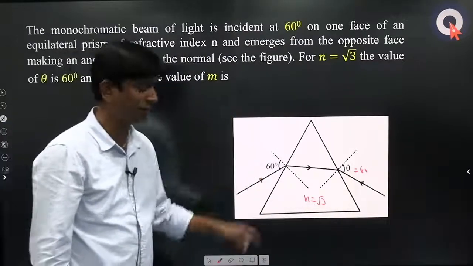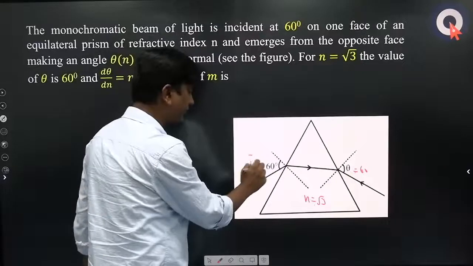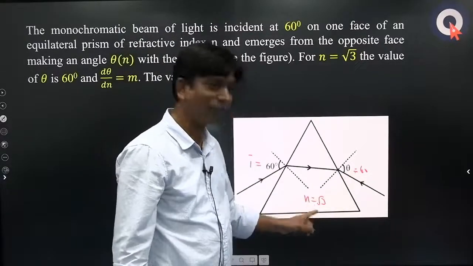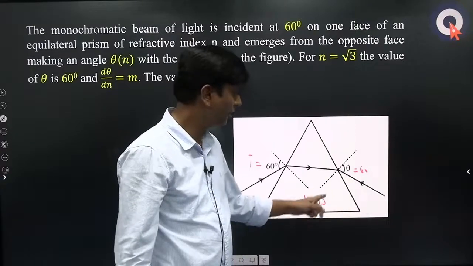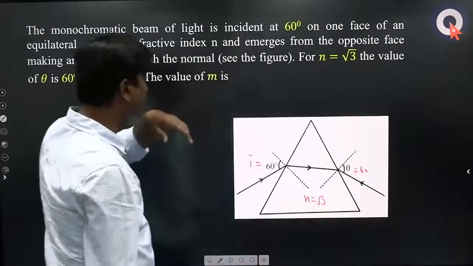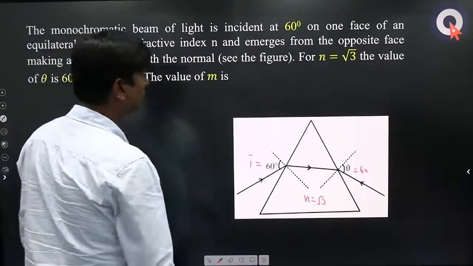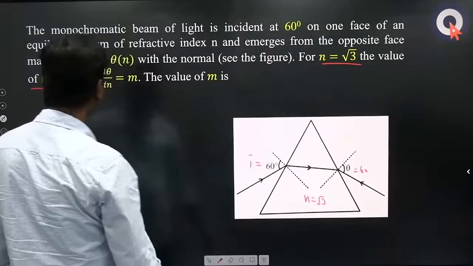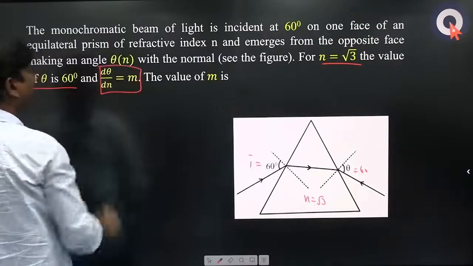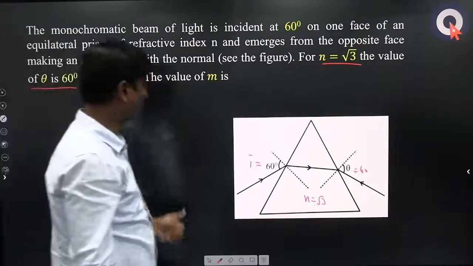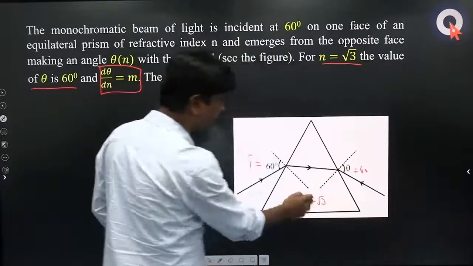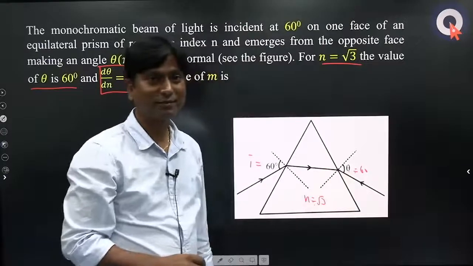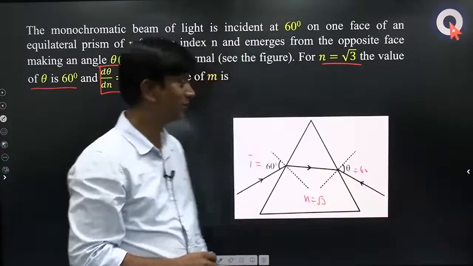Of course, this is fixed, i is fixed. But definitely the angle of emergence will depend on the value of n, right? As this is changing, this will also change. So how are they changing? For a particular case, when root 3 is there, then it is 60, that's confirmed. Then how is it changing? d theta by dn at that instant, how theta is changing with respect to n. So d theta by dn, that they are asking.